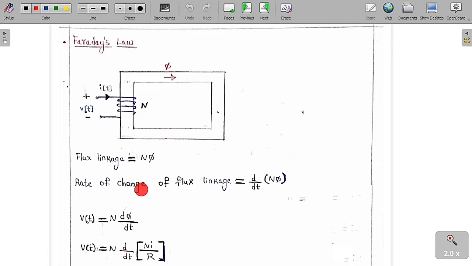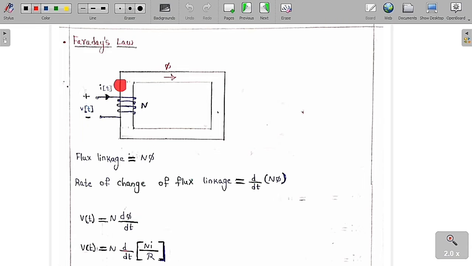So as there are N turns, N into phi is called the overall flux linkage. The rate of change of flux linkage is d by dt of lambda, or simply d by dt of N into phi. As N is a constant, you can take it outside the differentiation. So N into d phi by dt, the rate of change of flux linkage, is the amount of EMF induced in a coil, which is V of t equals N into d phi by dt, because both are of the same polarity.